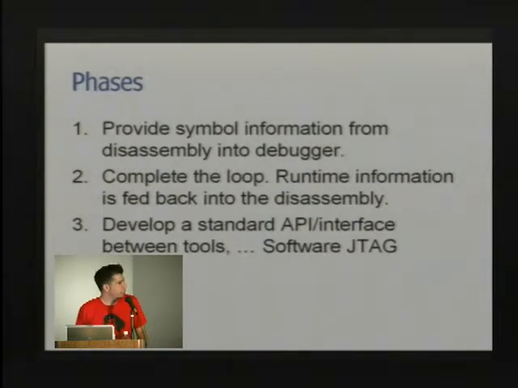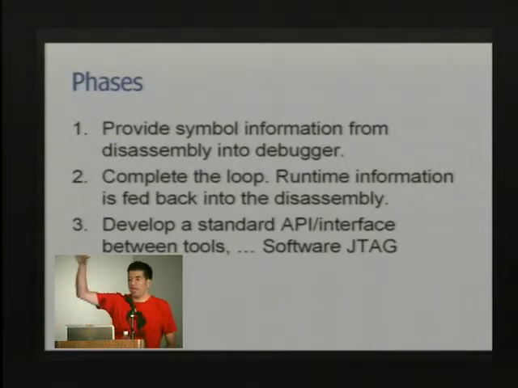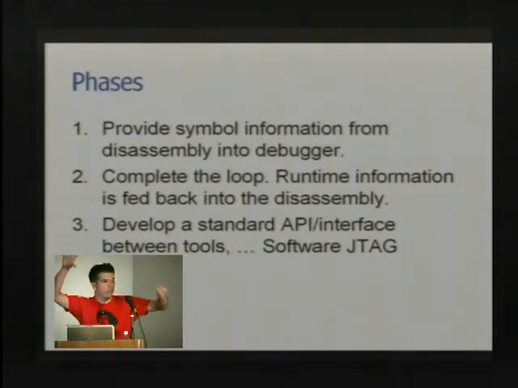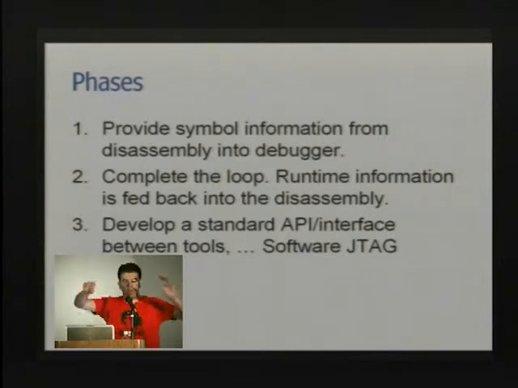And phase 3 is we have all these disparate tools. We have disassemblers, we have debuggers, we have plugins, which are really just trying to patch tools we have to work together. None of the tools really work together. So what I envision is we have a standard API or interface, somewhat like a software JTAG. So there's one interface, and I could use IDA for disassembly, I could use WinDebug for debugging, or I could use Ollie, or I could use GDB. It doesn't matter. It's all going through one interface.